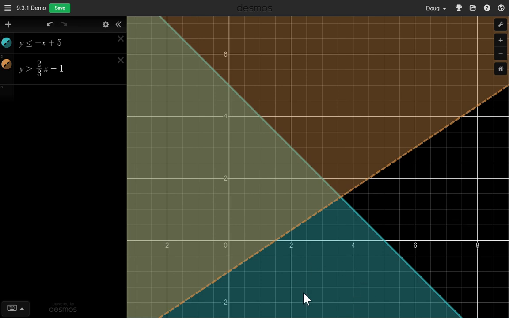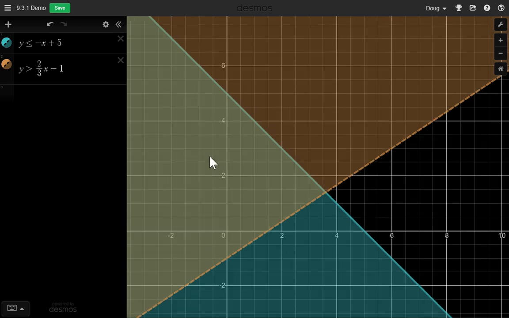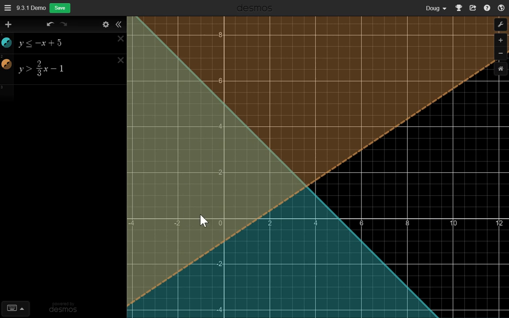This lower region down here are xy pairs that would satisfy the top inequality. So anything down here would be a solution for this one, but not the other one. Regions up here in this brown region, y is greater than 2/3 x minus 1, would be a solution to the second inequality, but not the first. And then this region here is all the points that satisfy both.